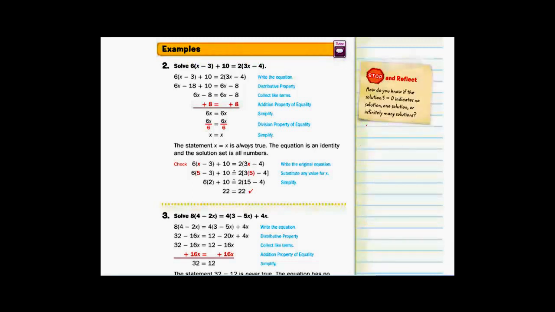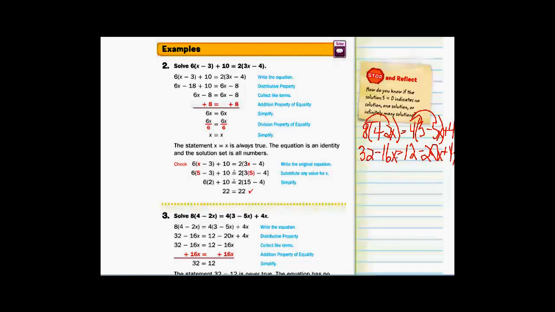8 parentheses 4 minus 2x equals 4 parentheses 3 minus 5x plus 4x. Put my end parentheses there. All right, so I'm going to distribute 32, and that's a minus 2x, so that's 8 times the negative 2x is negative 16x, equals 4 times 3, which is 12, and then that is minus 20x, plus 4x.